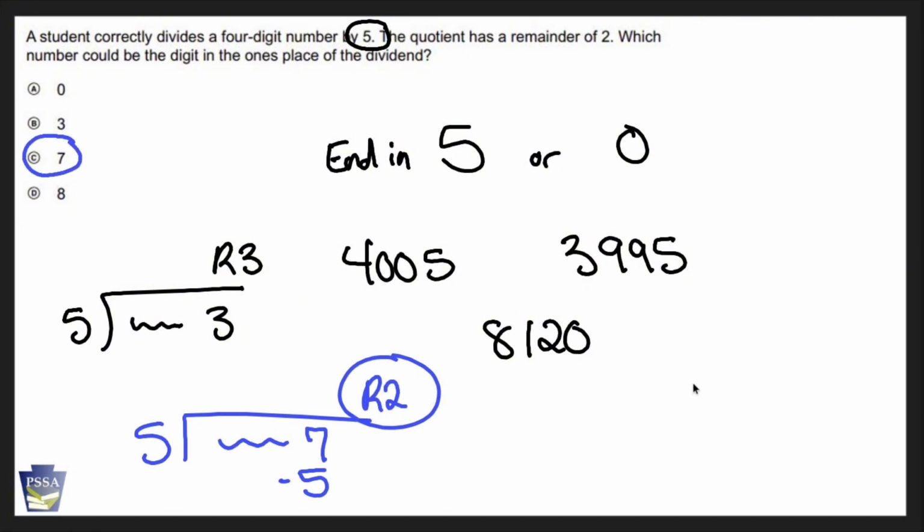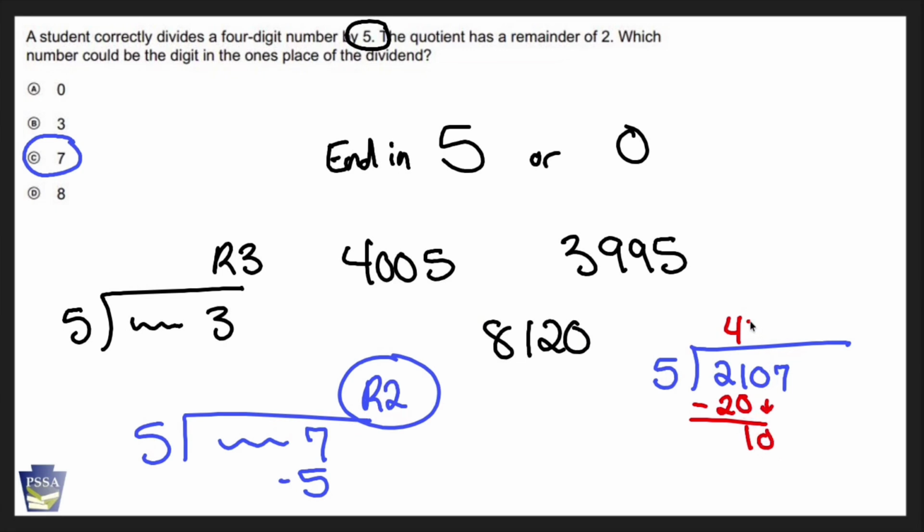Let's just pick a random number that ends in 7. How about 2107? And divide that by 5, just for funsies. 5 does not go into 2, but 5 goes into 21 4 times. 4 times 5 is 20. 21 minus 20 is 1. Drop down to 10.